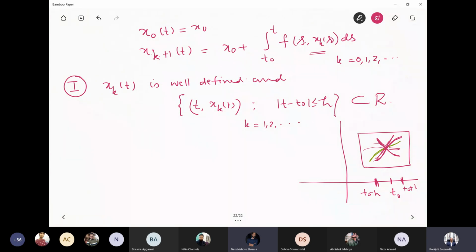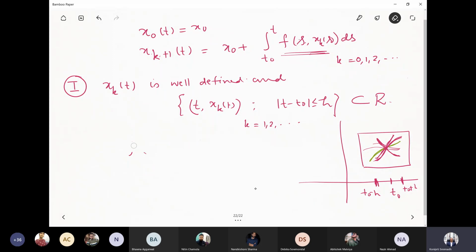So why I need these whole values to be in the rectangle is that my aim is to show some limits and estimates on f(s, x_k(s)). If I try to write any estimate on this using Lipschitz continuity, then I need the x_k's to be in the rectangle, because we assume that f is Lipschitz continuous in the rectangle R. That is why.